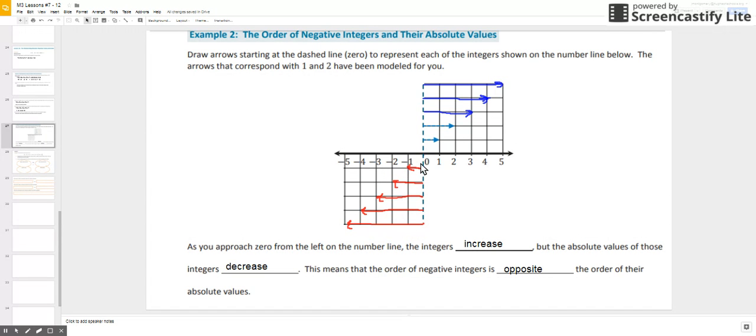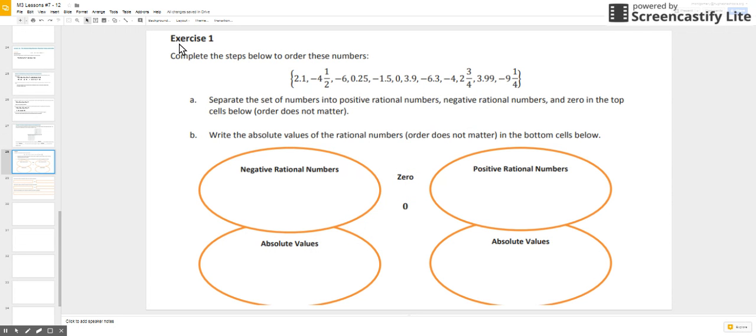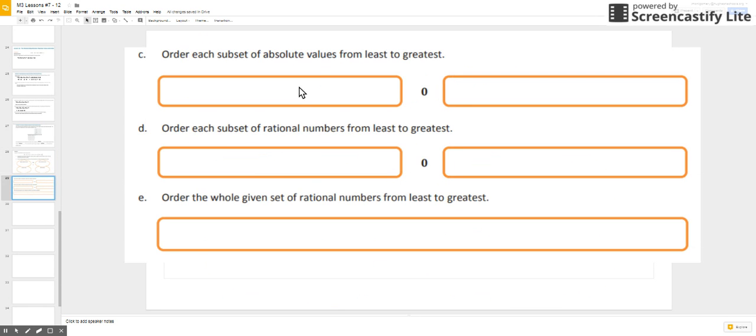You're going to go ahead and get started on exercise 1. You can work with your partner on this one and simply start identifying where the placement is, and then follow down and start ordering them in the subsets. So go and start working on this with your partner. If your partner's not done, go and start working on it on your own.